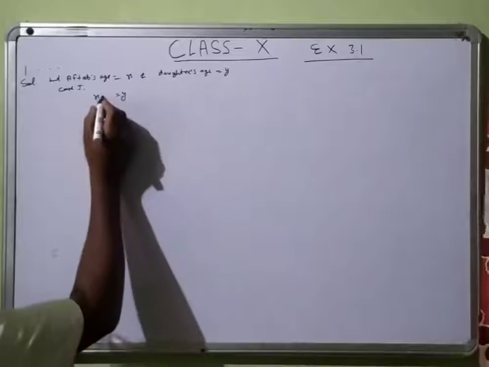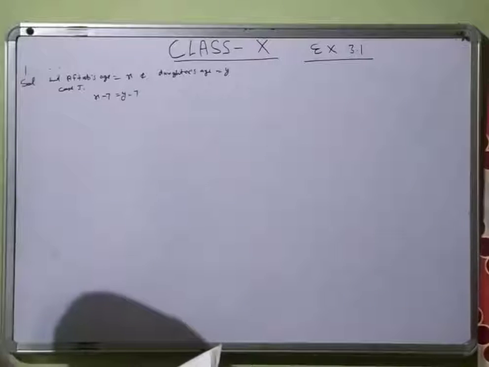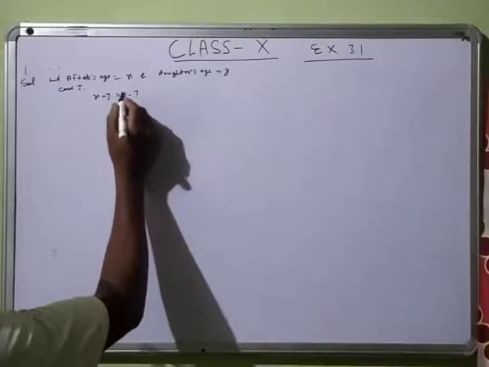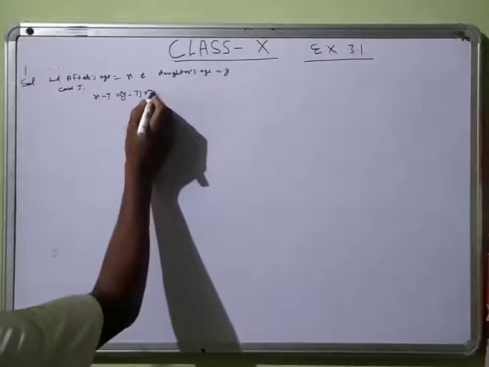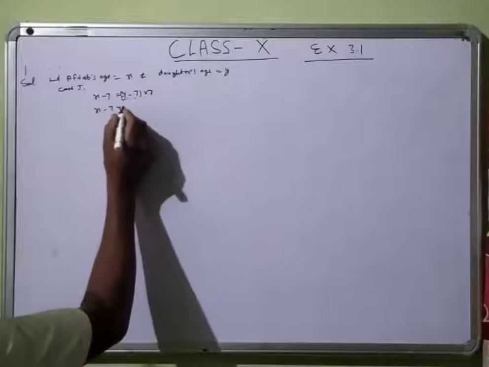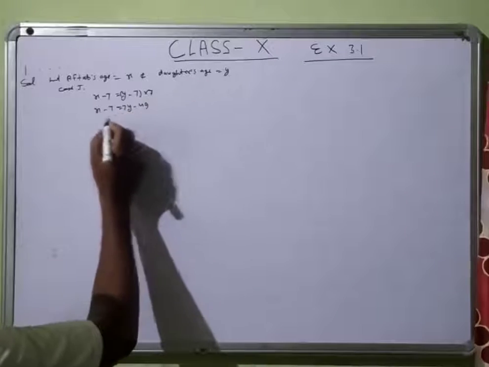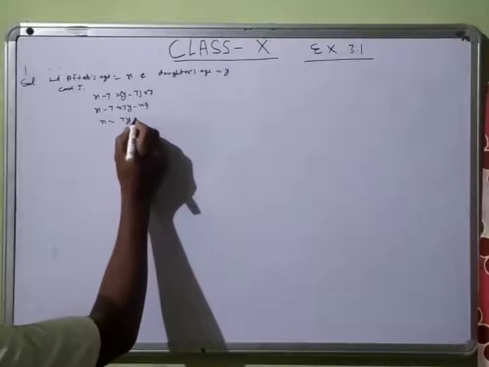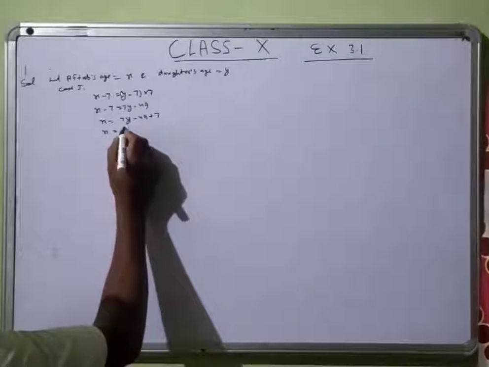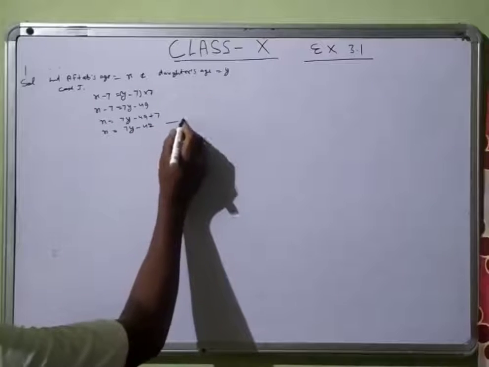7 years ago means minus 7. Aftab is telling, I was 7 times, so multiply by 7. That means Aftab is 7 times. So we will write x minus 7 is equal to 7 times (y minus 7), 7y minus 49. So x is equal to 7y minus 49 plus 7, so x is equal to 7y minus 42. This is the first equation.